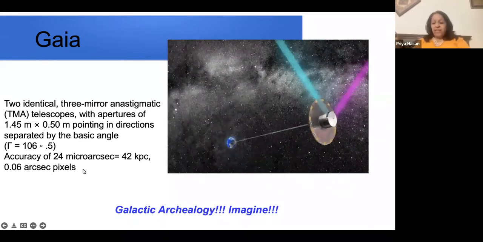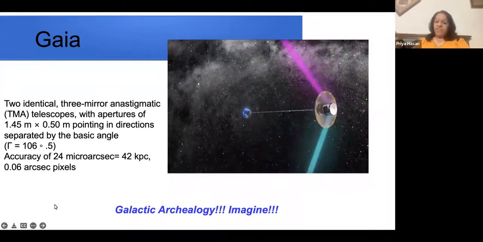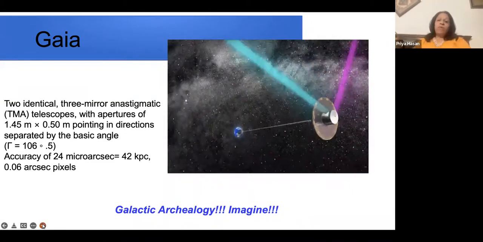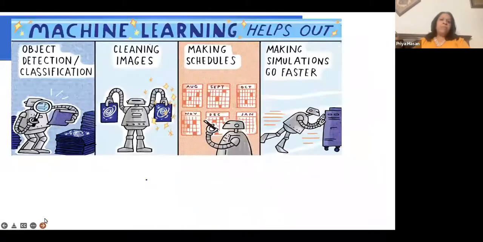We've had earlier speakers in these seminars specifically using Gaia data, showing the power of Gaia and how well it can be used. Now, Gaia gives you a very large amount of data. If you look at a certain part of the sky, you will get a very large number of sources. Therefore, machine learning is a very important tool that can be used to handle this data. It can help with object detection, classification, cleaning of images, and various other purposes.